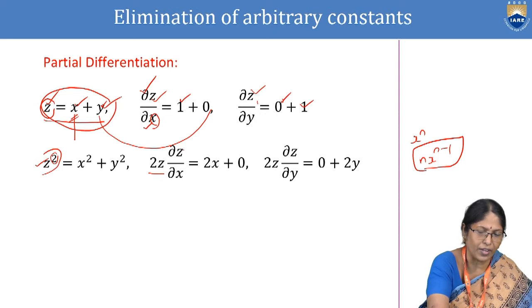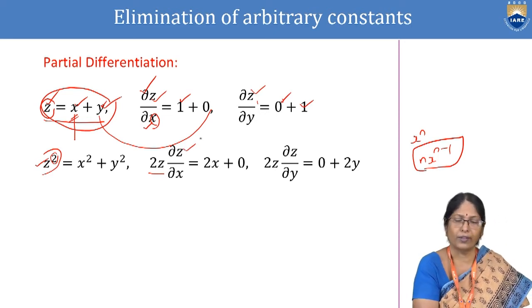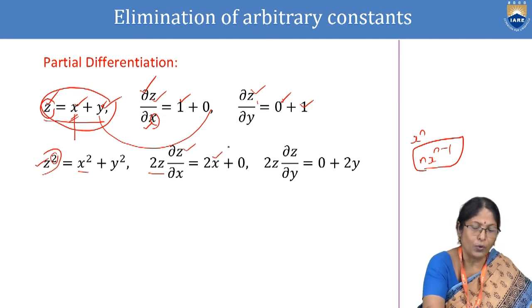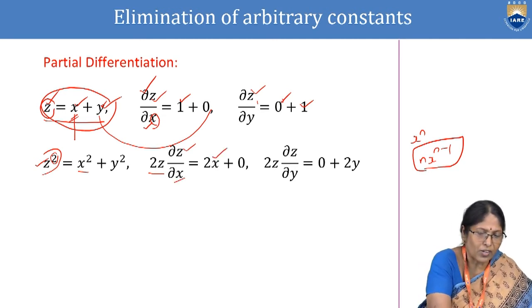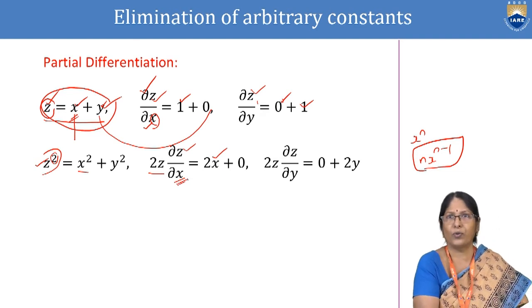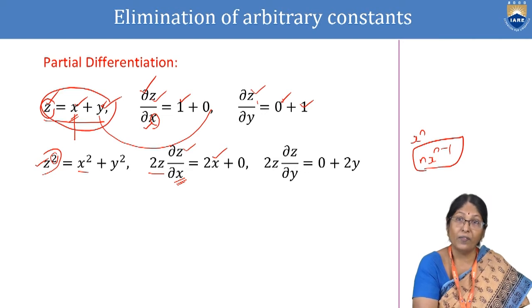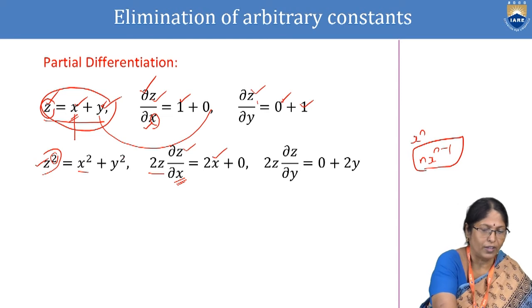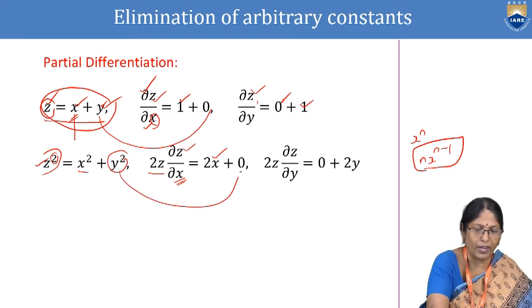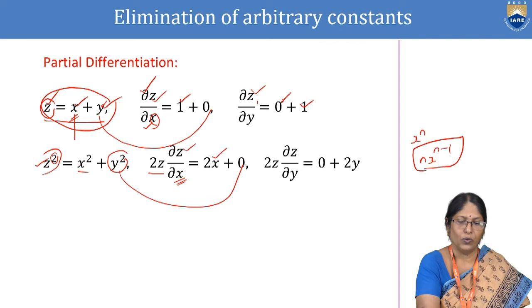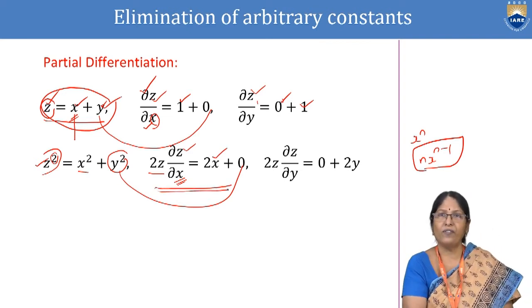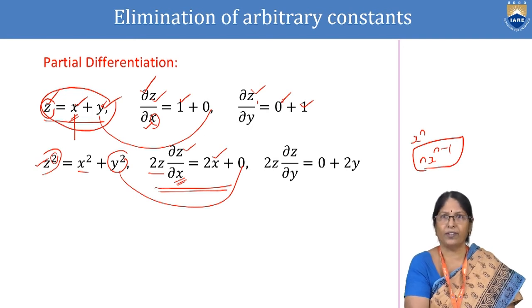The differentiation is dou z by dou x. The differentiation of x square is 2x. We are differentiating partially with respect to x, so the other independent variables we have to neglect. You can see y is becoming 0 here. So this part is very clear. Here we have done it partially with respect to x.